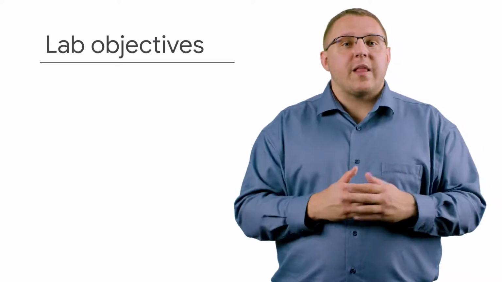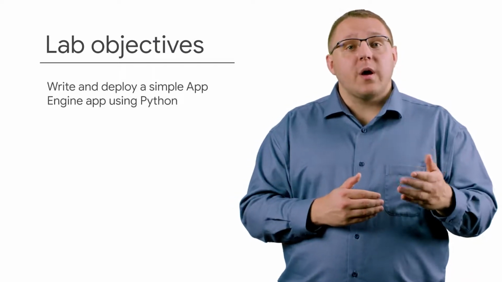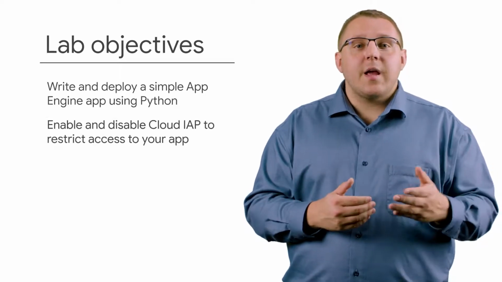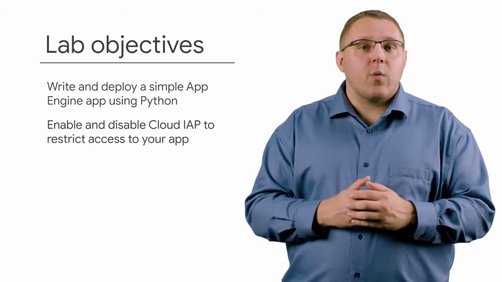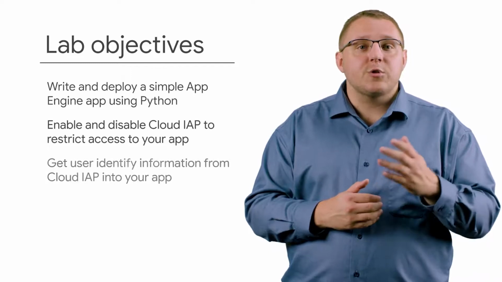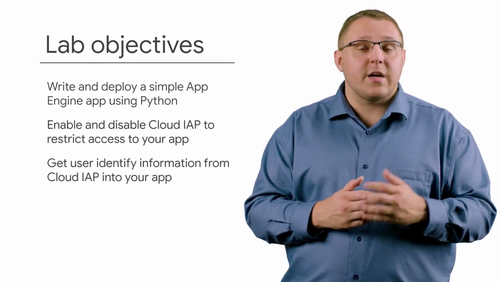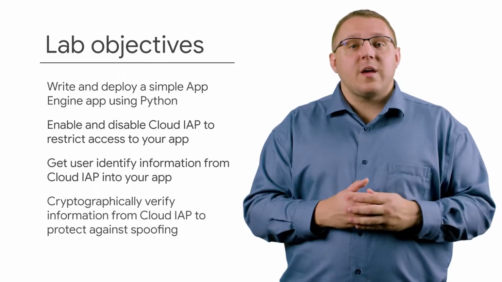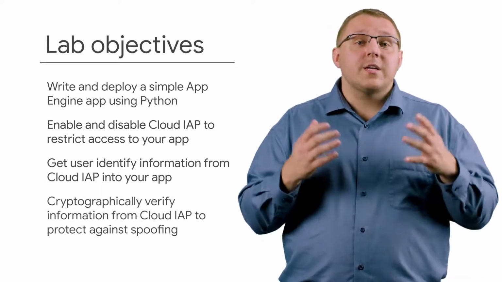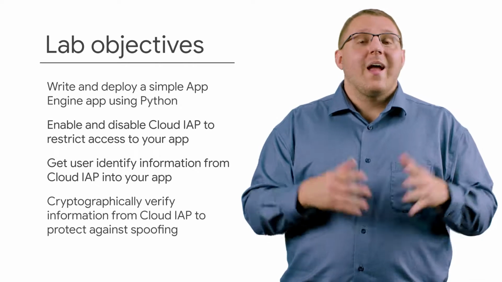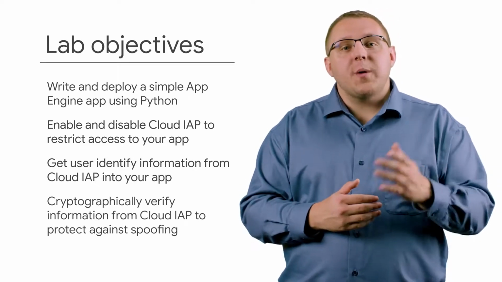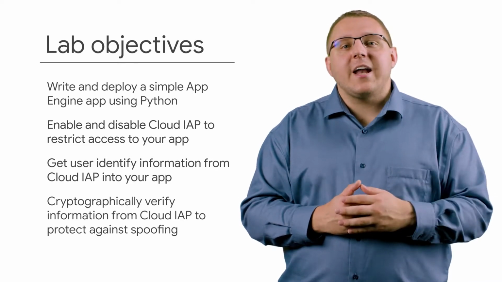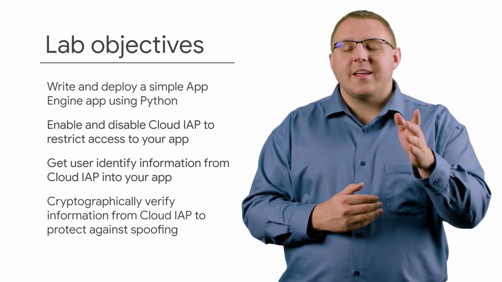The objectives of the lab are for you to write and deploy a simple Google App Engine application using Python, enable and disable Cloud Identity Aware Proxy to restrict access, retrieve identity information from Cloud Identity Aware Proxy into your application, and finally, verify that the information from Cloud IAP is protected from spoofing. After completing the lab, you'll be presented with a walkthrough of the lab solution. This will identify any areas of complexity and highlight key learning points.